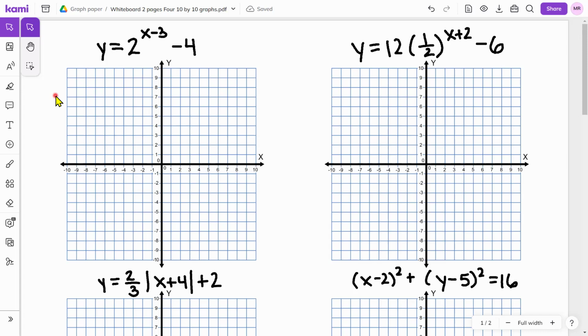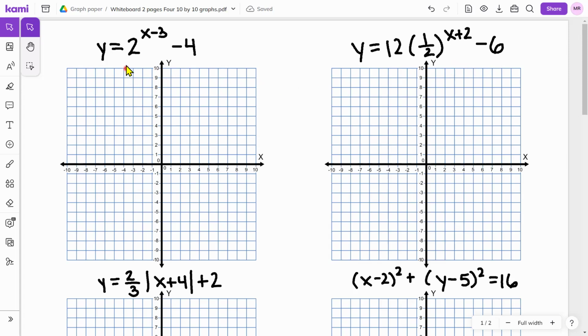Okay, here we go. So the very first graph is y is equal to 2 to the power x minus 3, minus 4. This is an exponential function. The second one is also an exponential function. Y is equal to 12 times 1/2 to the power x plus 2, minus 6.